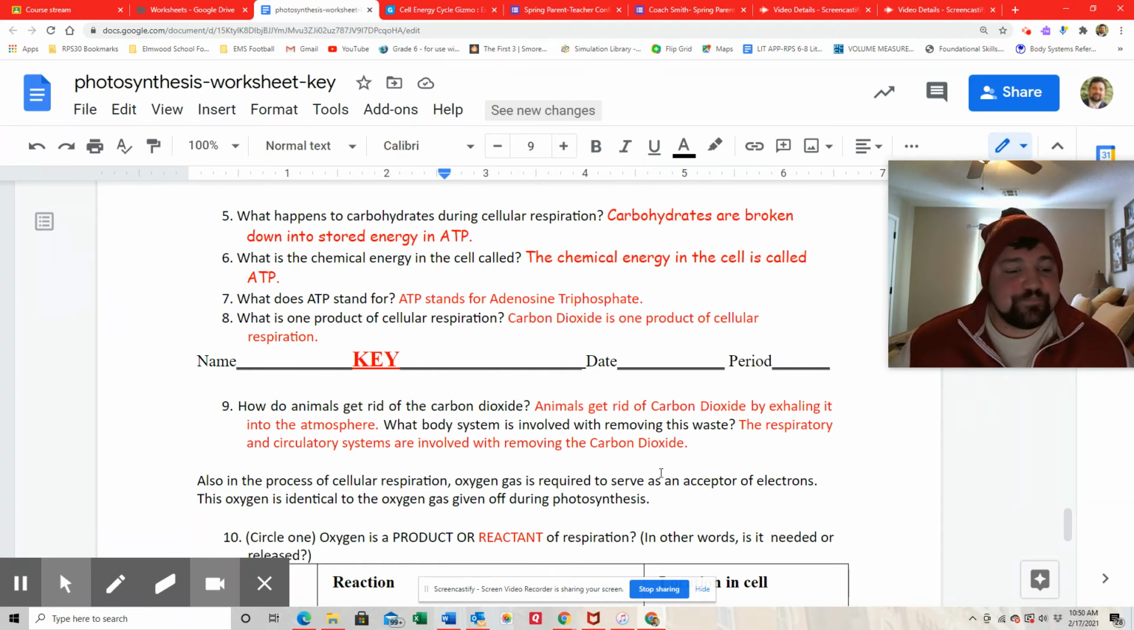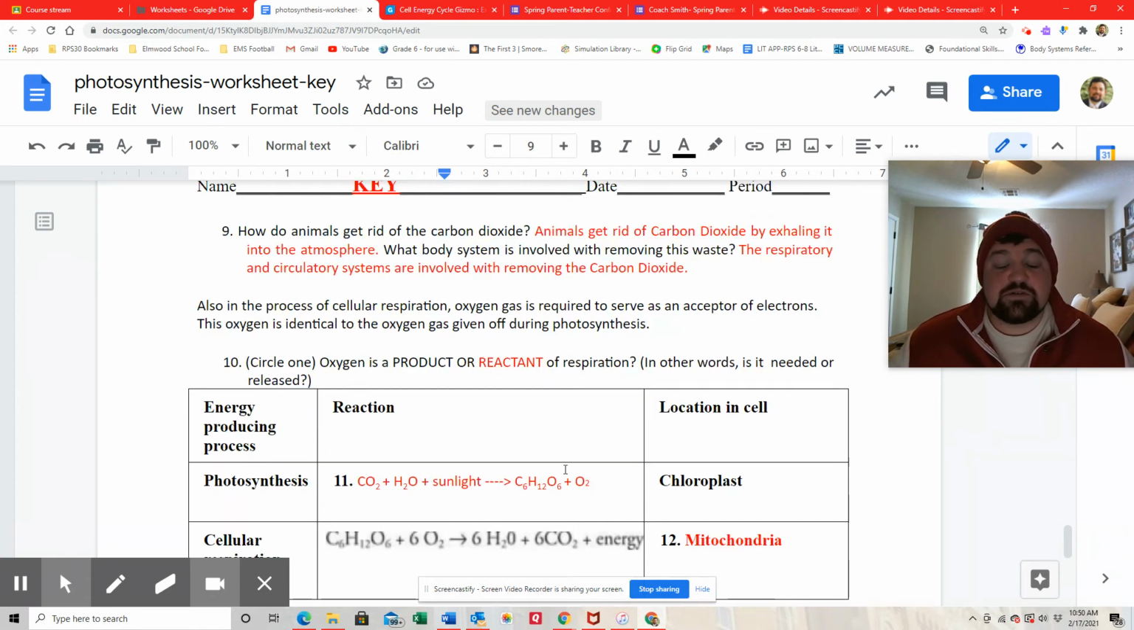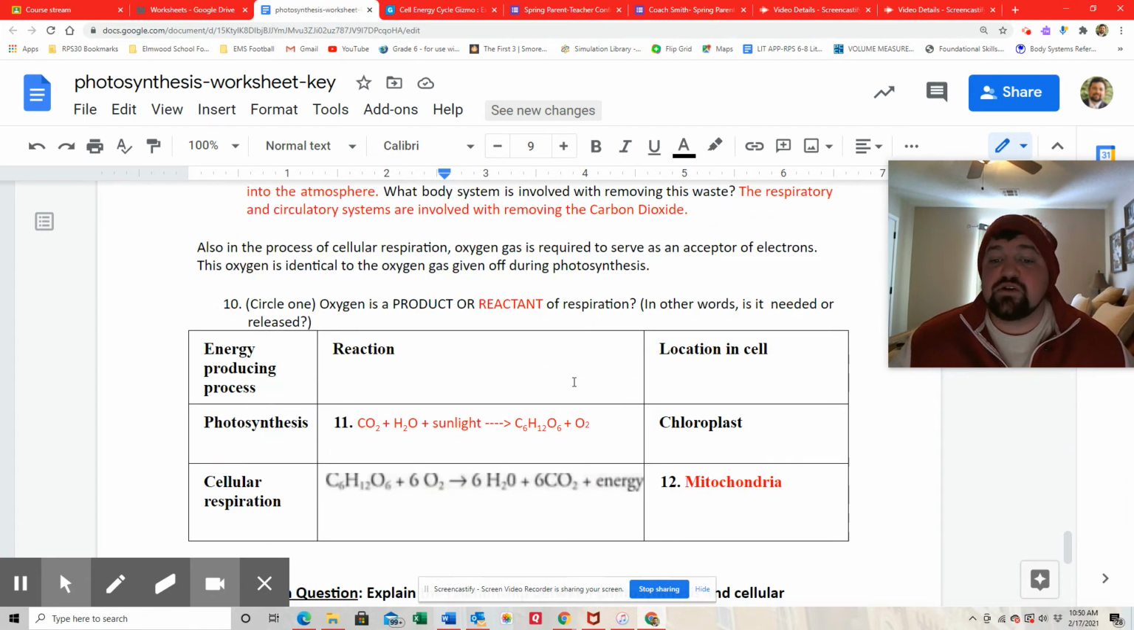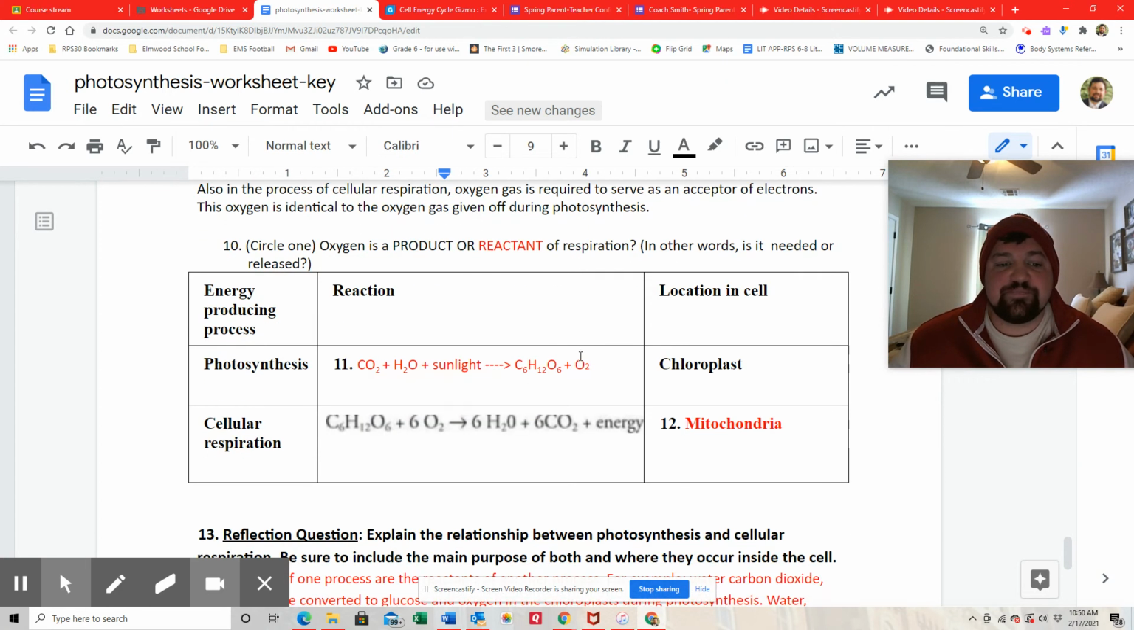Also, in this process of cellular respiration, oxygen gas is required to serve as an acceptor of electrons. The oxygen is identical to the oxygen gas given off during photosynthesis. Is oxygen a product or reactant of respiration? Oxygen is a reactant of cellular respiration, so you need it to do it.